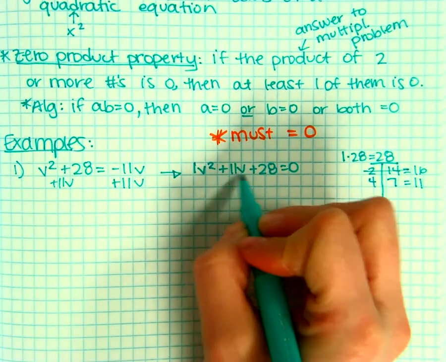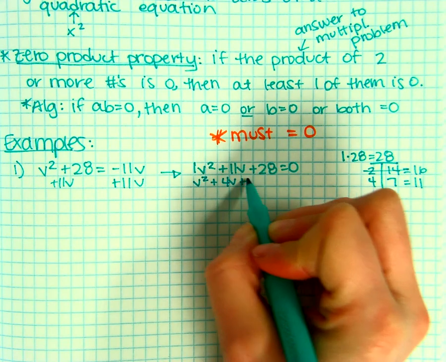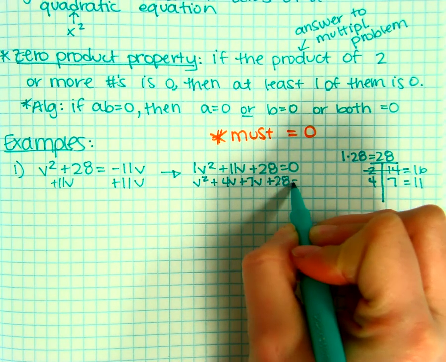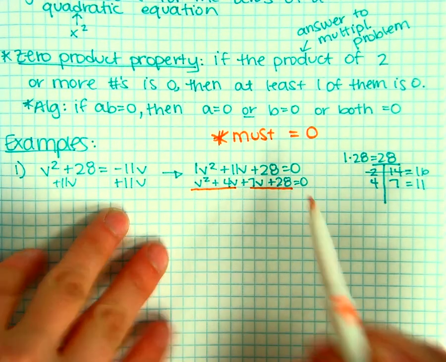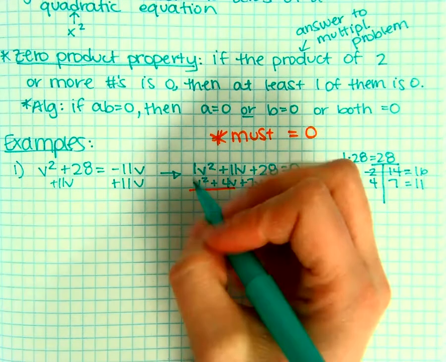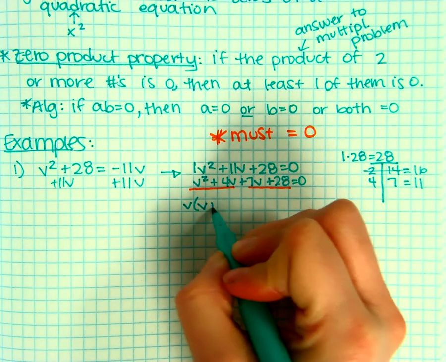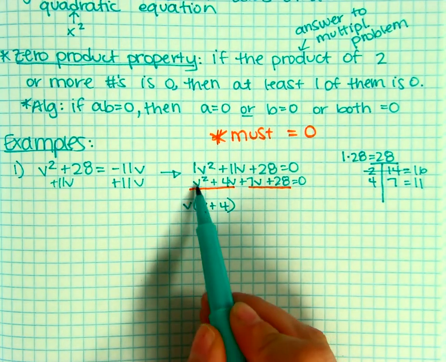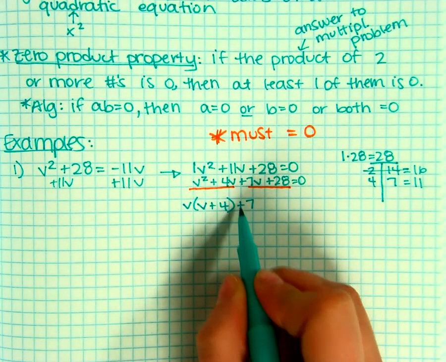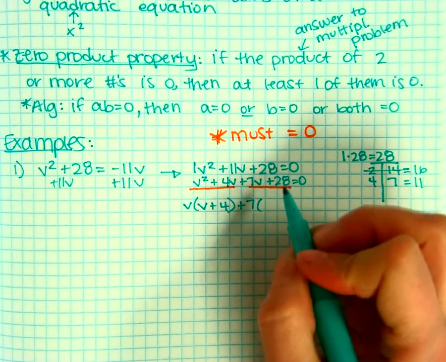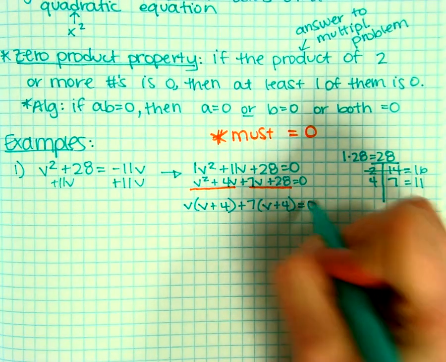So I'm going to split this into 4v and 7v. So we've got v squared plus 4v plus 7v plus 28 equals 0. Alright, and then remember that we're going to group the first two and last two and pull out the GCFs. So I get v is my GCF between these two. v plus 4 remains when we factor out the GCF. My GCF here is positive 7. I need to write that plus sign. And then if I factor it out, I'm left with v plus 4. Awesome. This is all still equal to 0.